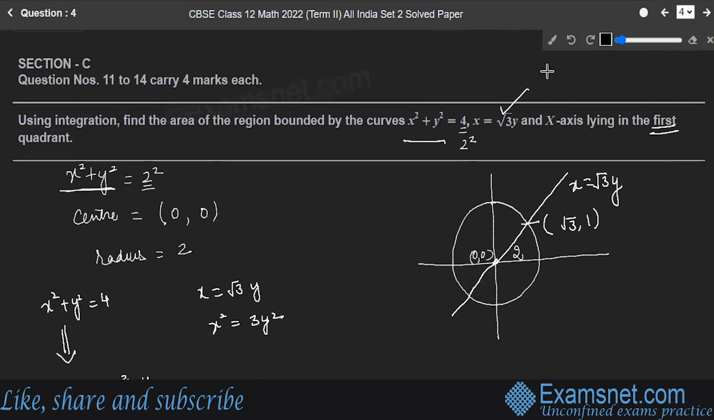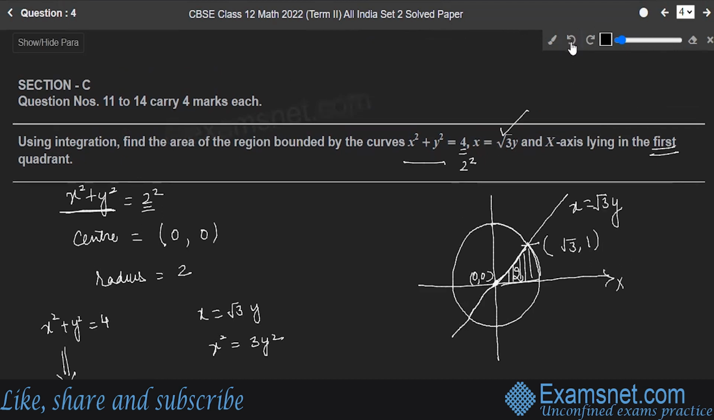Next thing is, and the x-axis lying in the first quadrant. So this is the x-axis. Basically, you have to find the area which is covered by this line, the curve, and the x-axis. So you have to find out this shaded area. I hope you are clear till here. So what does this area now show you?